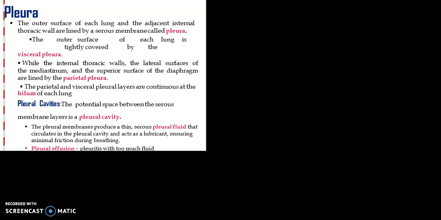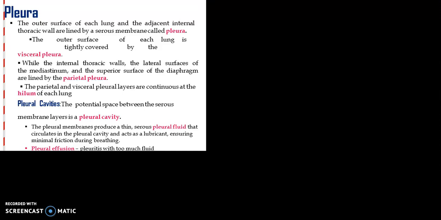The parietal and visceral pleura layers are continuous at the hilum of each lung. The hilum is a cavity through which various parts like the bronchus, blood vessels, and even nerves pass, so that proper exchange of material is possible.